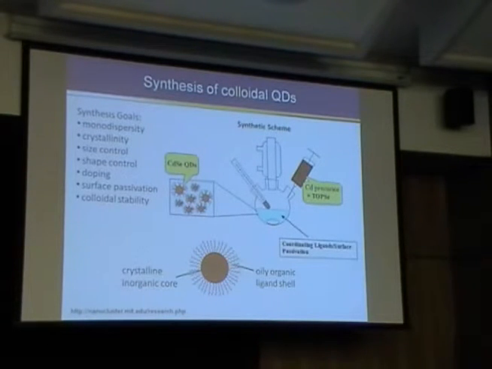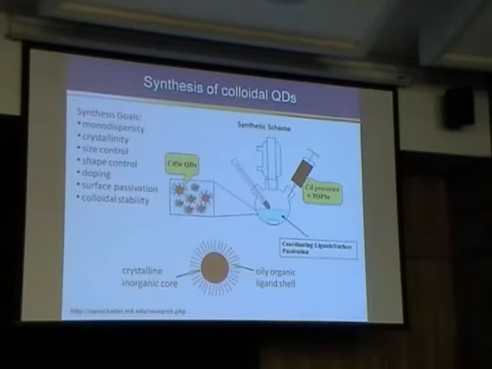So we want monodisperse crystals. And that's so that we can actually make good structure property correlations, especially in the interpretation of the device physics. We need to have monodispersed samples. We would also like to be able to control size, so we can span from 2 nanometers up to 12 nanometers or something like that. Shape control would be nice.